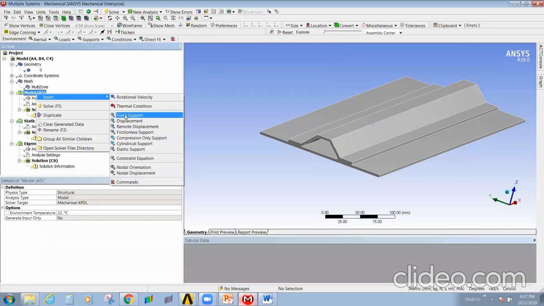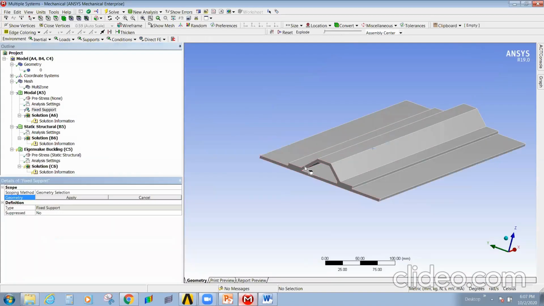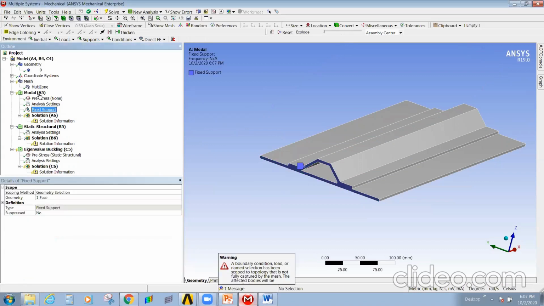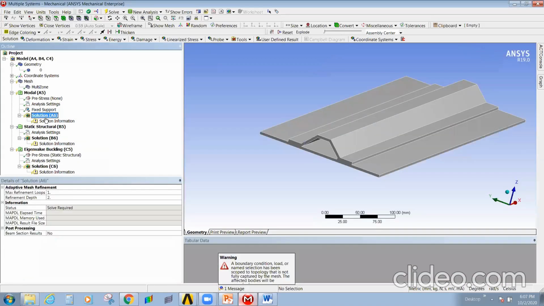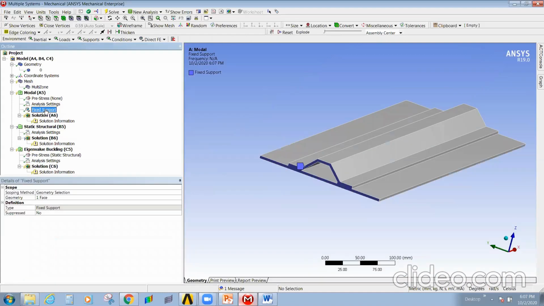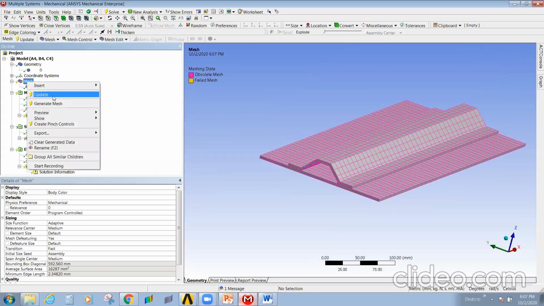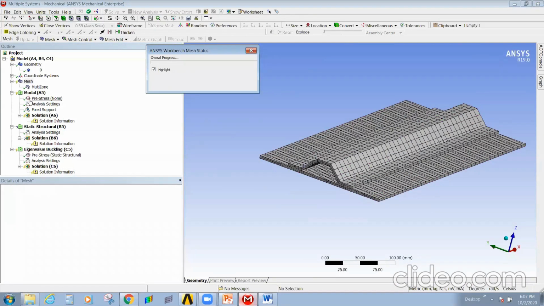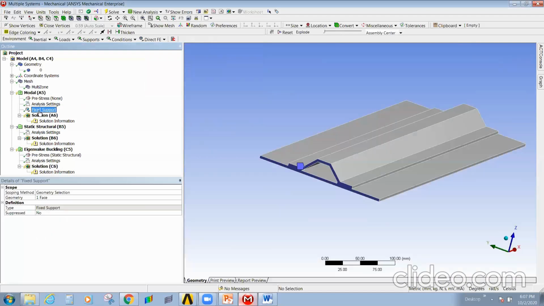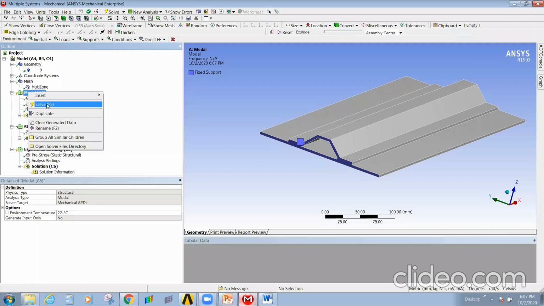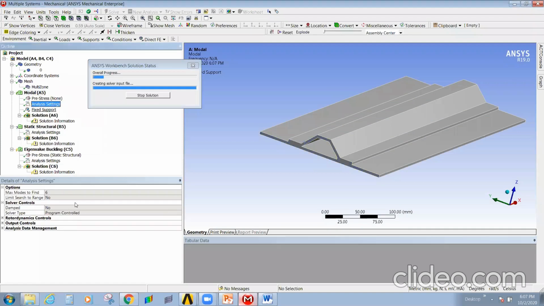Now for modal analysis, I'll use a fixed support. One end you can fix as a support. Okay. Now for this, you just solve. How many modes will you get? 6 modes you'll get for the fixed support, to know the natural frequency of the structure.